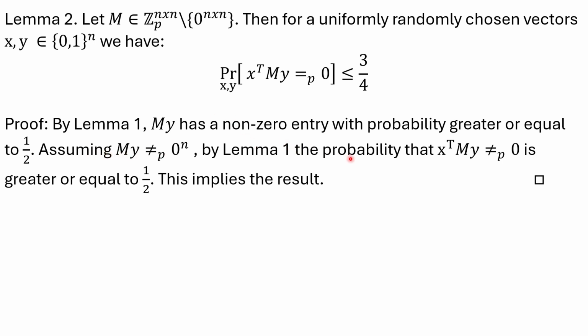By lemma 1, the probability that x transpose My is not 0 is greater than or equal to half, the same concept. This implies the result, because x transpose My is not 0 with probability greater than half multiplied by half, which is 1/4. Then the probability that it is 0 is less than 3/4.